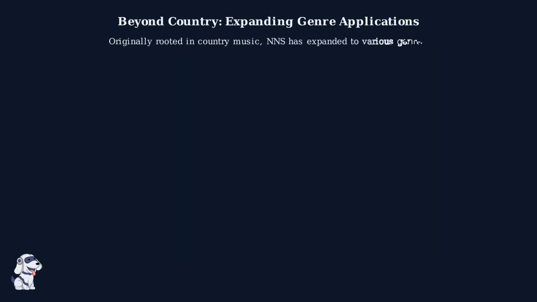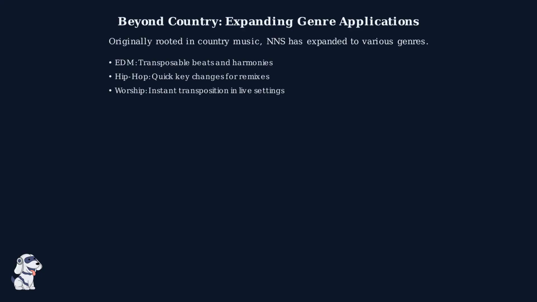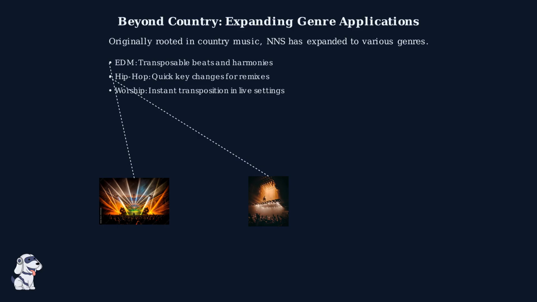Originally developed in the context of country music, the Nashville Number System has transcended its roots to become a versatile tool across multiple genres. Its ability to allow instant transposition without rewriting charts makes it particularly valuable in fast-paced musical environments. In electronic dance music, NNS enables producers to quickly adapt harmonic progressions for different keys, supporting complex layering and remixing. In hip-hop, it facilitates rapid key changes, essential for beatmaking and live performances.